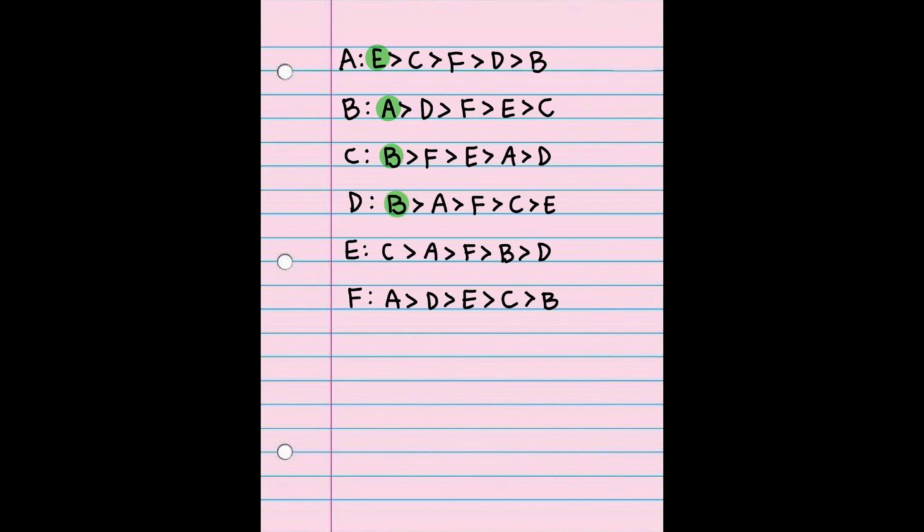So A is going to propose to E, B is going to propose to A, C is going to propose to B, and D is going to propose to B, which means B has 2 proposals from C and from D. And because D is higher on B's list than C is, we will remove B from C's list and C from B's list, which means C will propose to their next top choice, which is F. And then E is going to propose to C, and F is going to propose to A.